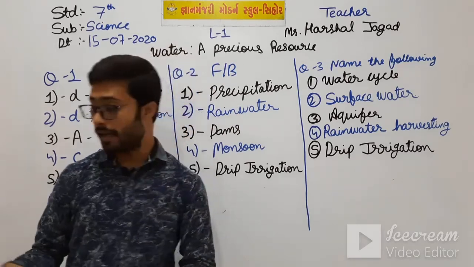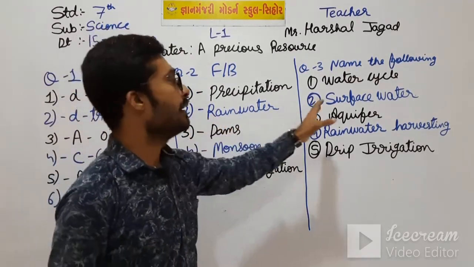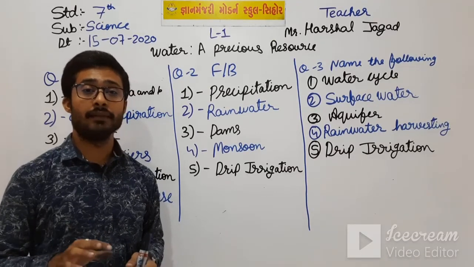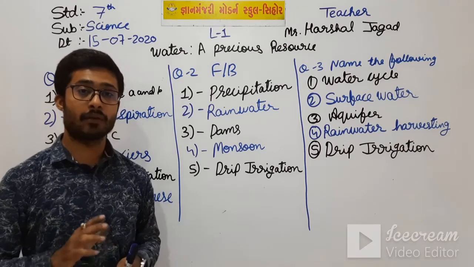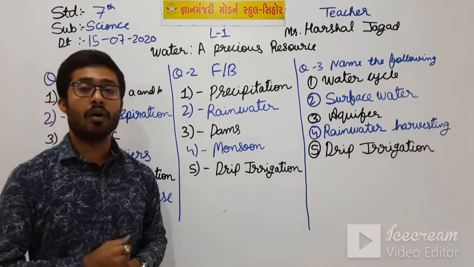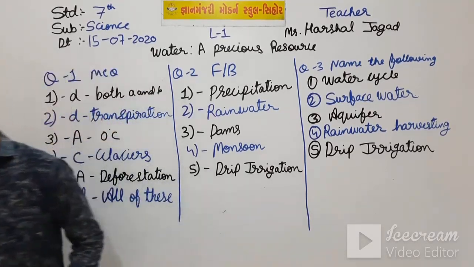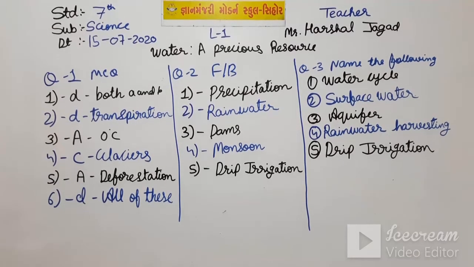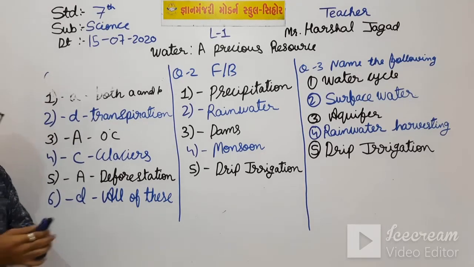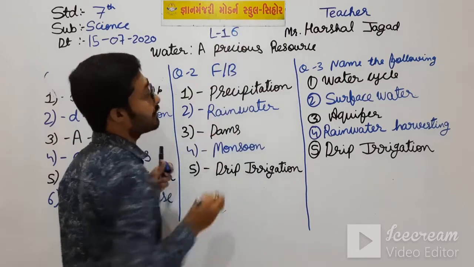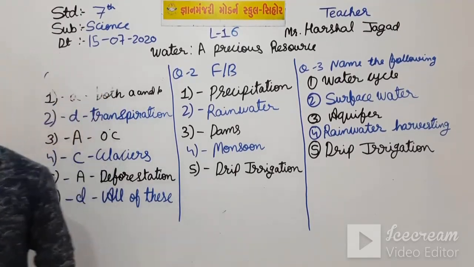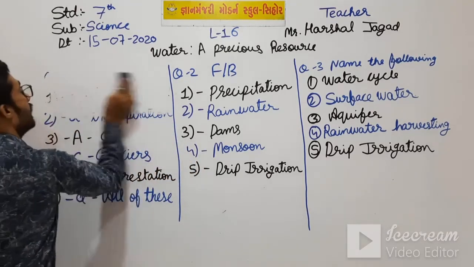Okay, so these are the answers of the MCQ, fill in the blanks and name the following. The question answers you have to find by yourself. If you don't get any of the answers, please message in your respective group that you can't find this answer, and I will tell the answer in the group only. Okay students, now this chapter, lesson number, sorry I have written one here, but it is lesson number 16, that is water, a precious resource. We have finished this chapter.